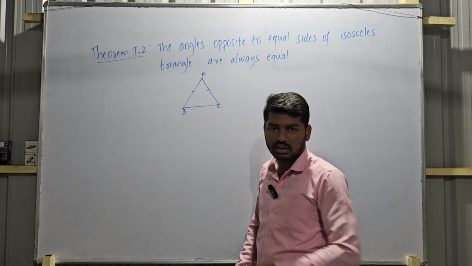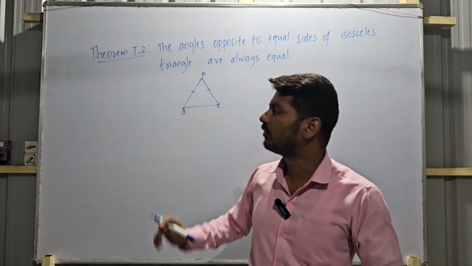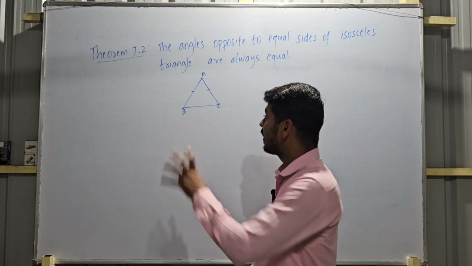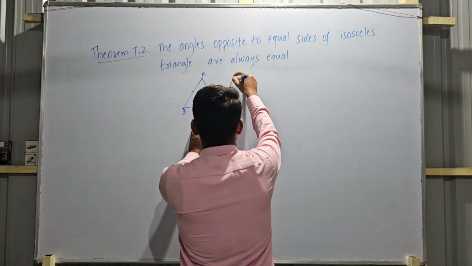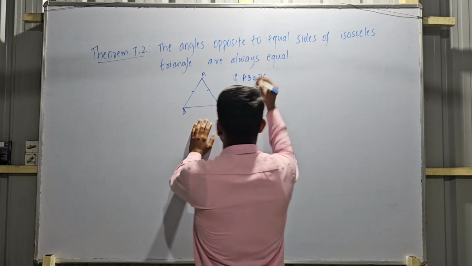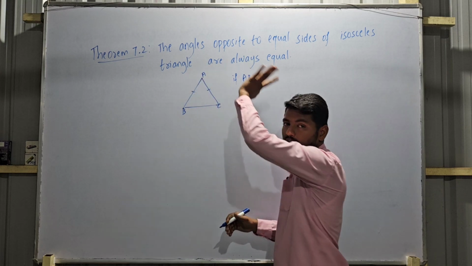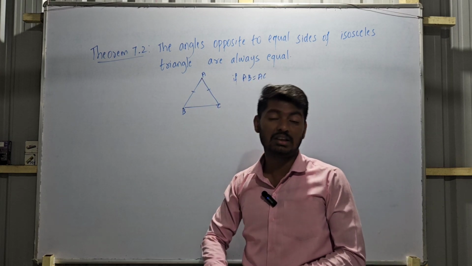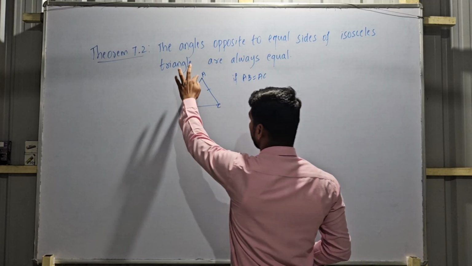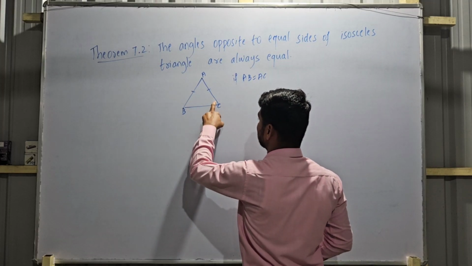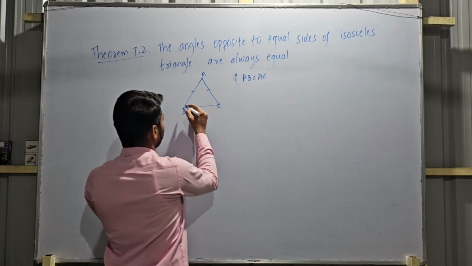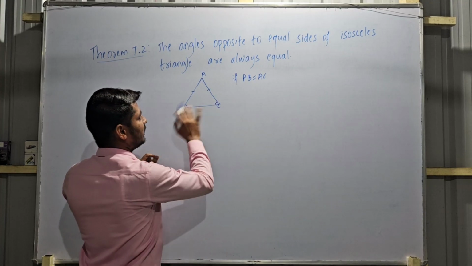If all three sides are equal, then it is an equilateral triangle. If two sides are equal, then it is an isosceles triangle. What they are telling means, if AB is equal to AC, that means two sides of a triangle are equal, then the angles opposite to these sides are equal. Here the angle opposite to AB is angle C and the angle opposite to AC is angle B. Then they are telling that these two angles are equal.